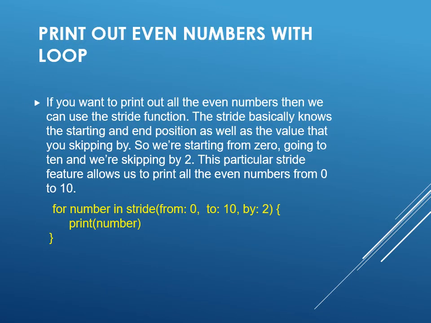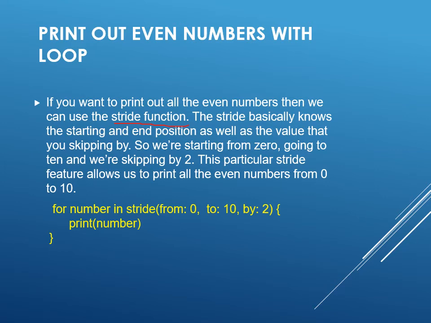Now here is a simple example of how, with the help of for loops, we can print even numbers. If you want to print out all the even numbers, then we can use the stride function. This function helps us set the limit of where we start and end, as well as the value that we're skipping by. If you want to skip values, you can also write how many values on an interval basis you can skip. This stride feature allows us to print all the even numbers from 0 to 10.